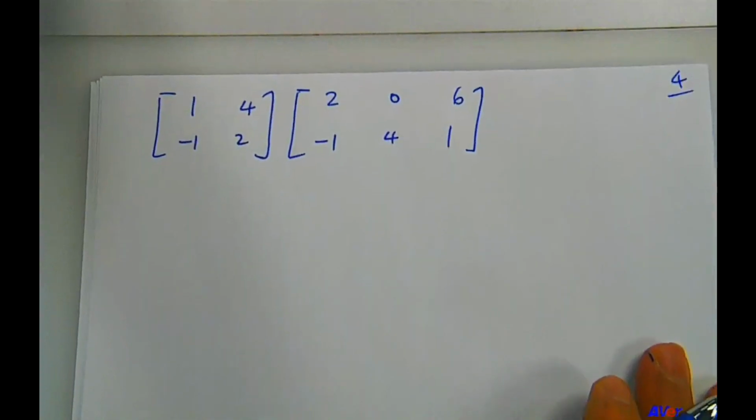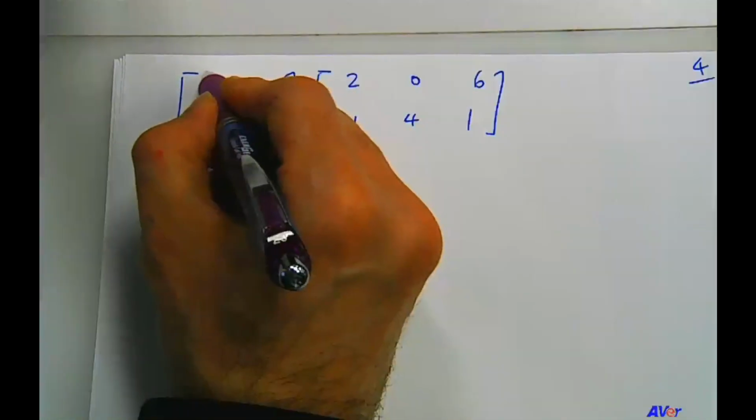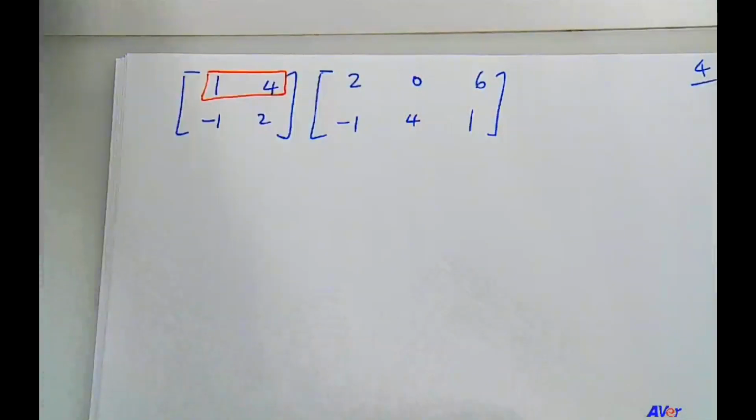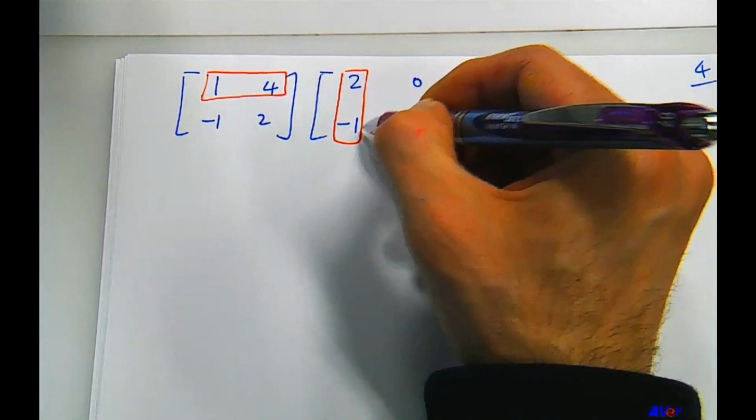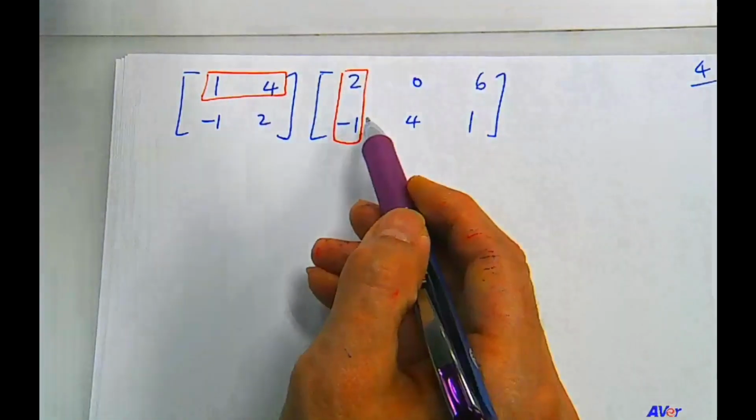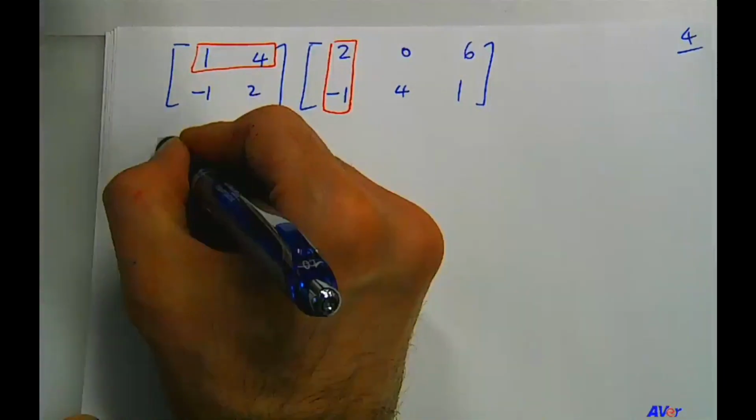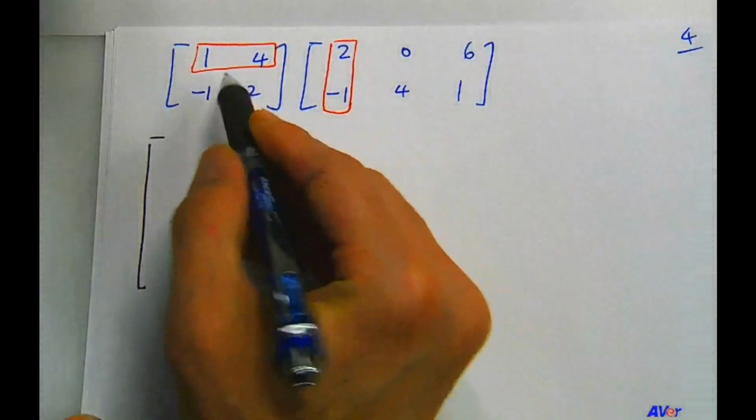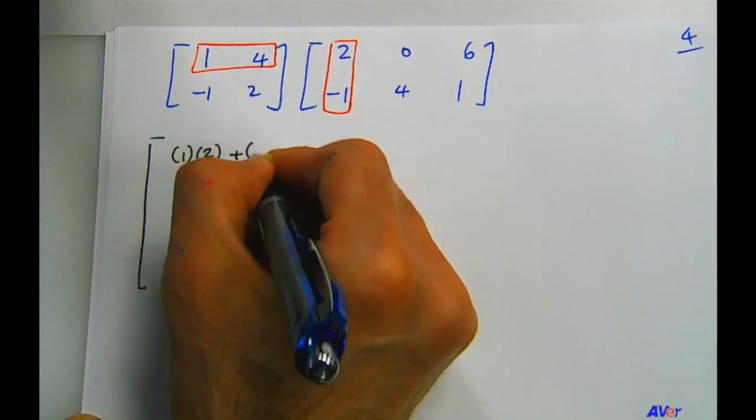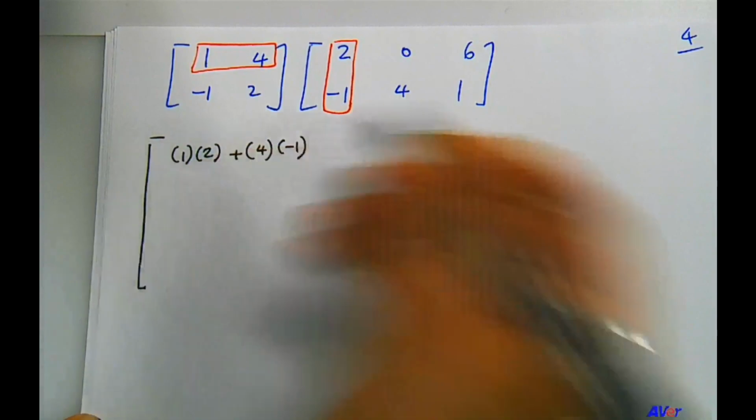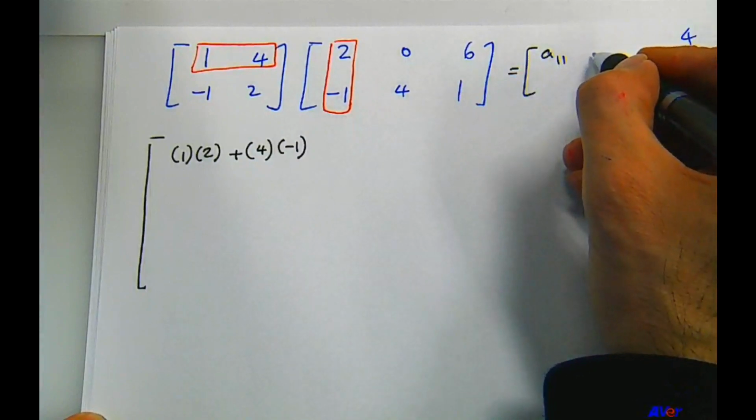Okay, so the way this method works is like this. To multiply two matrices, we take the first row of the first matrix, multiply it by the first numbers in the first column of the second matrix, and add them together. So how would that be? Well, let's do it step by step. So we will do 1 times 2 plus 4 times negative 1. And we know what kind of a size we're going to get, right? We're going to get the 2 by 3 matrix.